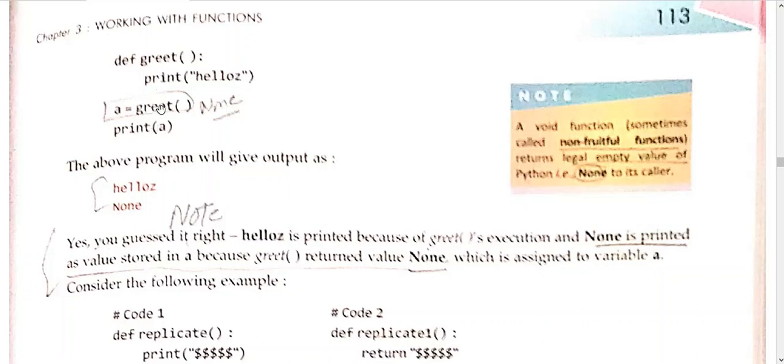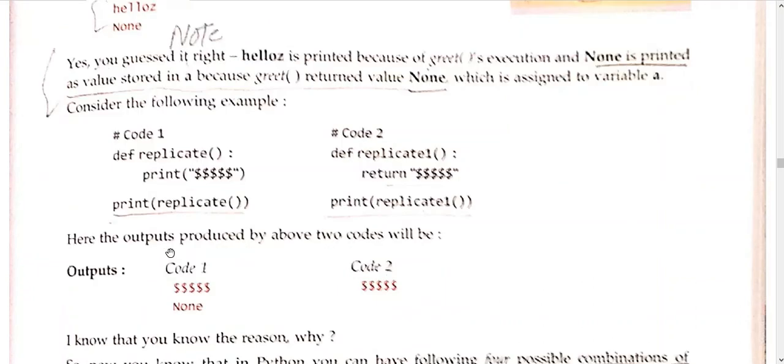So hellos, actually this is not going to return anything because this is a non-returning function, a void function, so these are non-fruitful functions. So it will return what? None. This function is going to return what? None. So a will hold None. By the print statement you have printed it as None. So one print statement will print hello, another print statement will print None. You can see this type of code also.